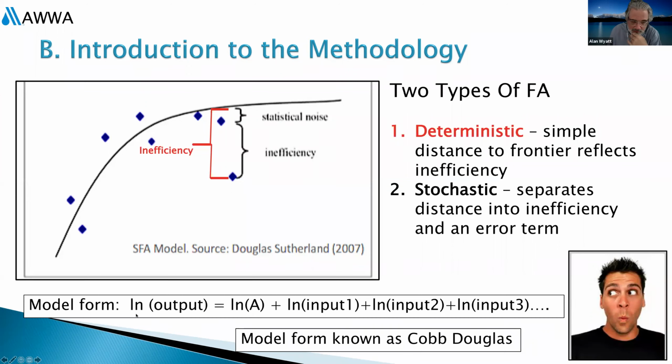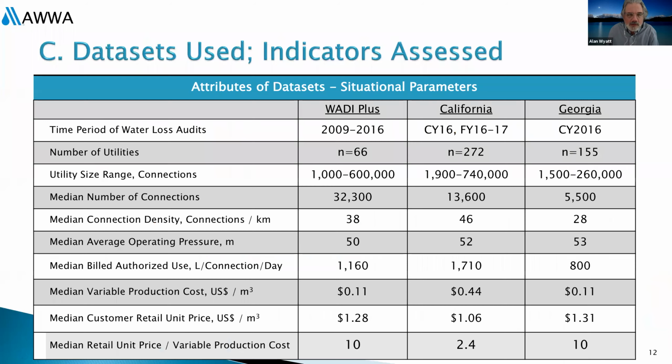Now, the model form: the frontier analysis involves a regression of system attributes, and this is the model form that's used. Various inputs, natural logarithms of various inputs, are in an additive type model form, and that's known as the Cobb-Douglas formula. So this is just a little bit of background so people have a clue what this is all about, and that it is based in lots of previous work.